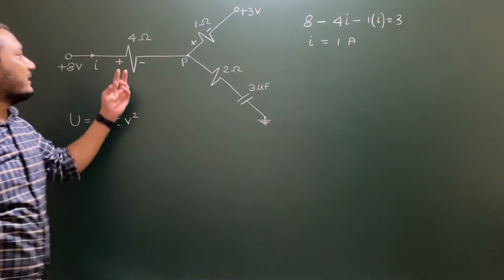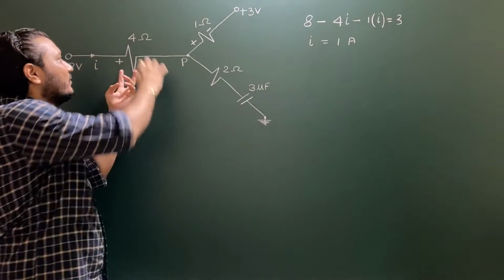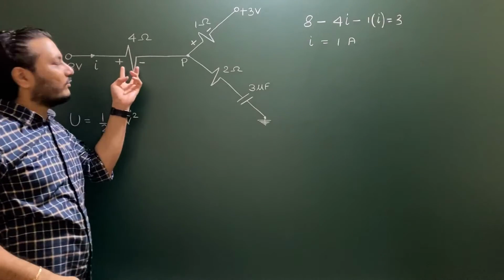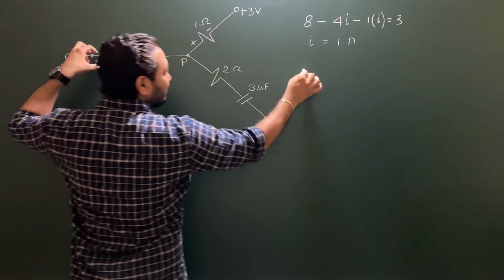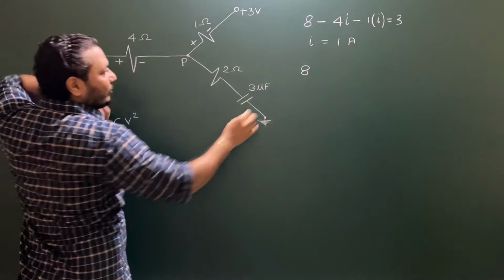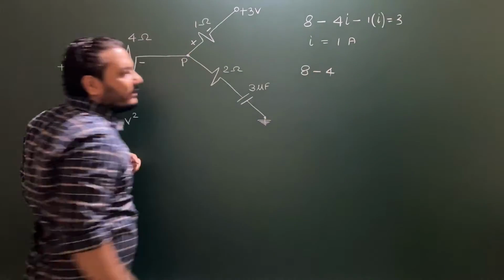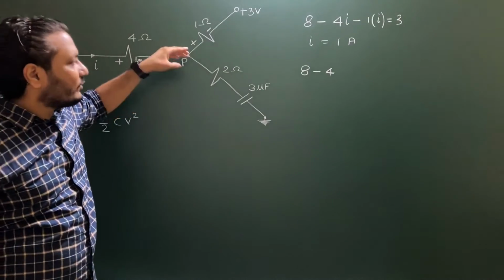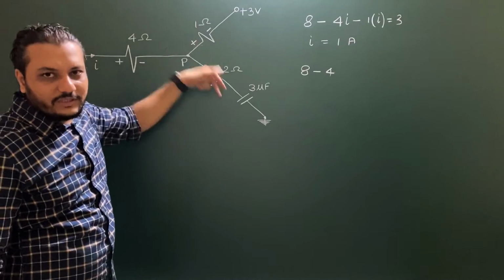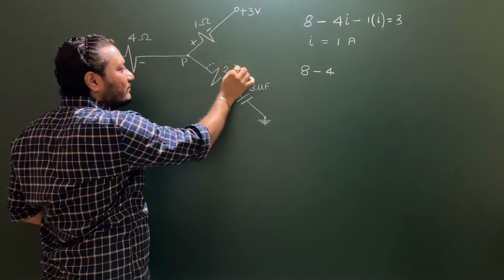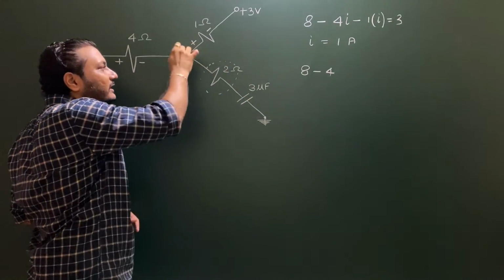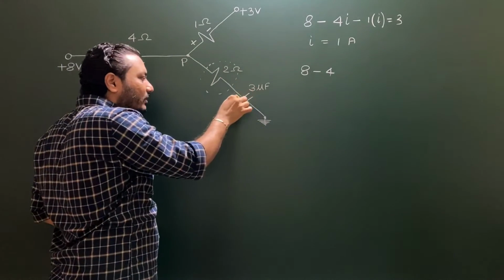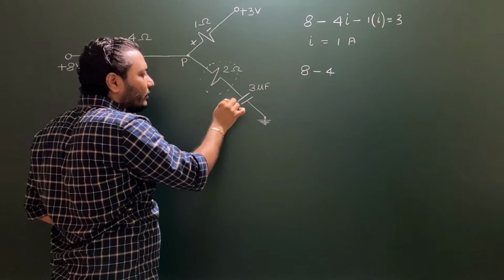It means the potential drop across this 4 ohm resistor is 4 into this current, that is 1 ampere. If you multiply these two, you will get 4 volt. Out of this 8 volt, the drop across this is 4 volt. So let us subtract that drop. Now the remaining is 4 volt. That 4 volt is the potential of this point P. Now if you go to this branch, since there is no current flowing through this branch, the drop across this resistance will be 0. So if the potential of this point is 4 volt, then the potential of this point will also be 4 volt. So we can say the potential of this plate is 4 volt.